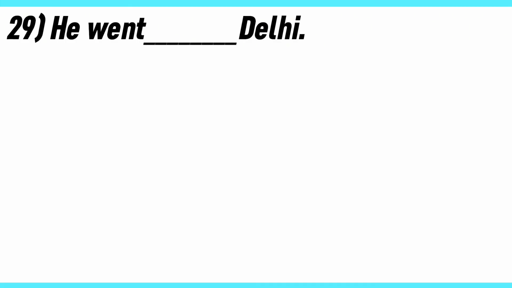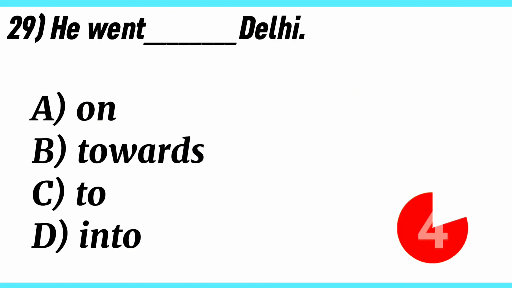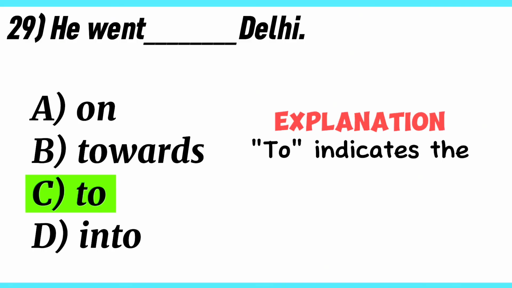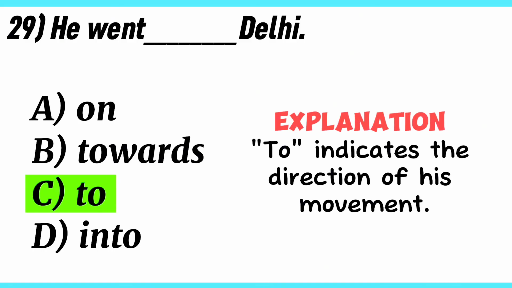He went dash Delhi. The correct answer is option C, to. Explanation: to indicates the direction of his movement.